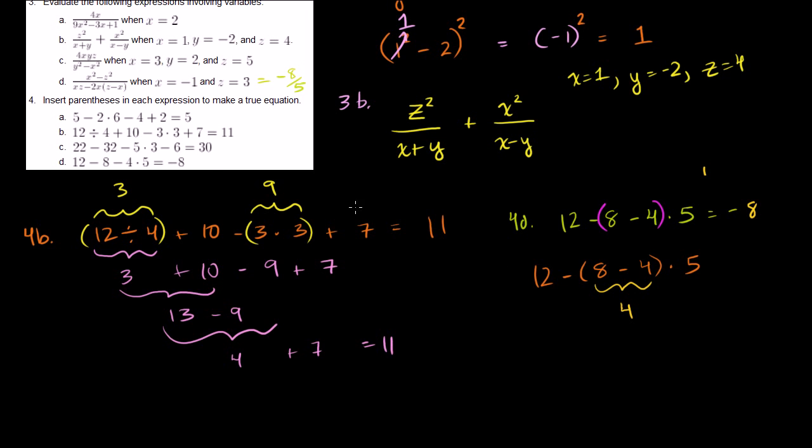And let's work it out. You would get 8 minus 4 is 4. So this whole thing would simplify to 12 minus 4 times 5. And you just do order of operations. You do multiplication first. So that is just 20. And if I wanted to make it very clear, I could actually put another round of parentheses like that. But order of operations would tell us to do it anyway. So it becomes 12 minus 20, which is indeed negative 8.